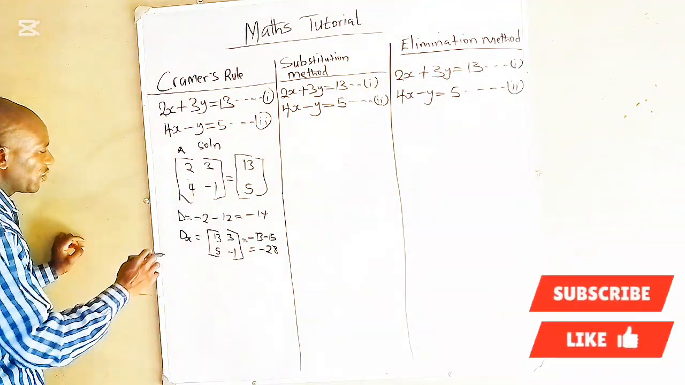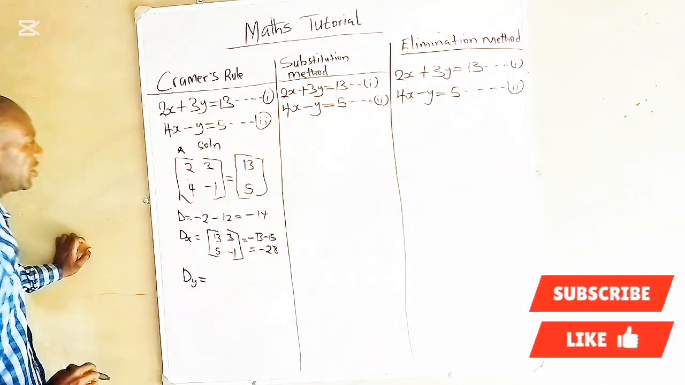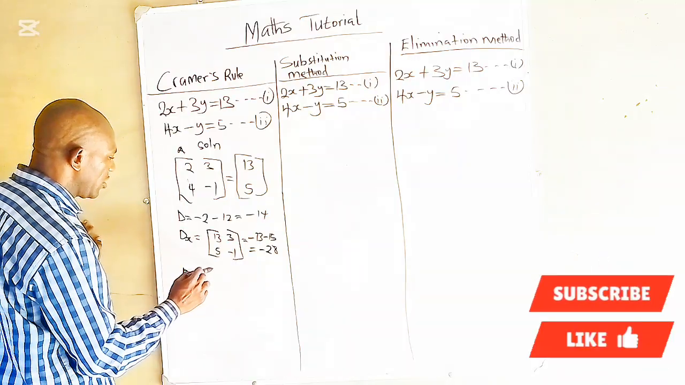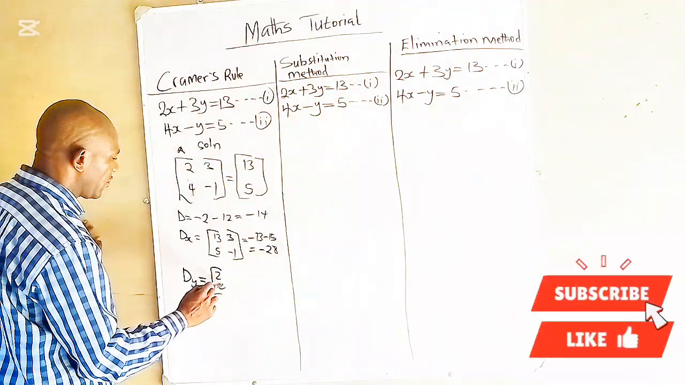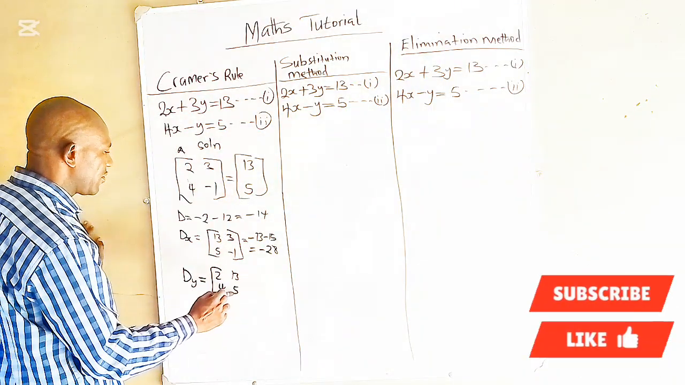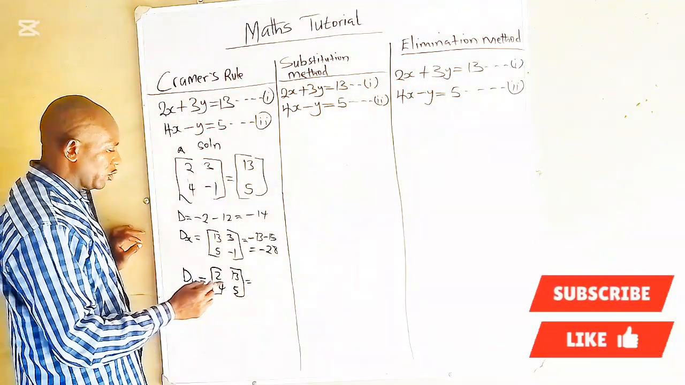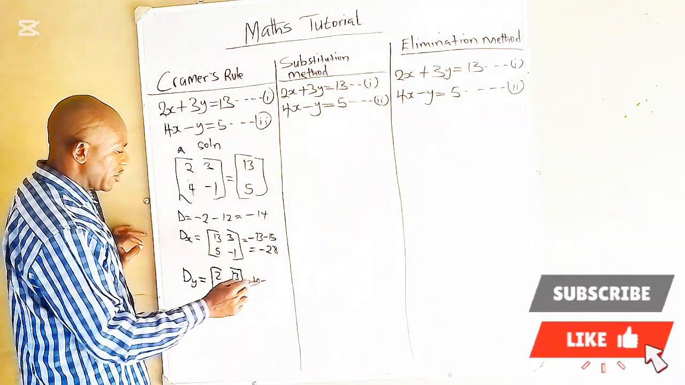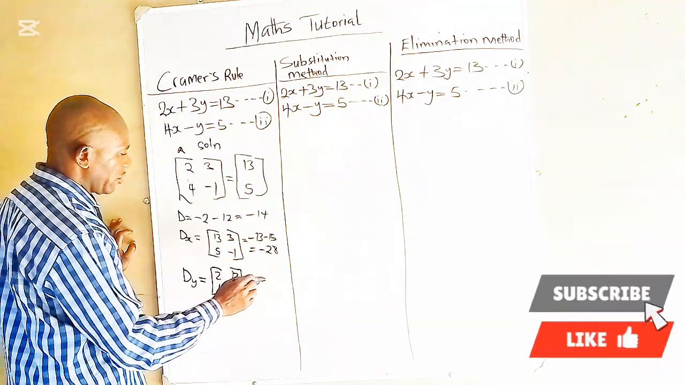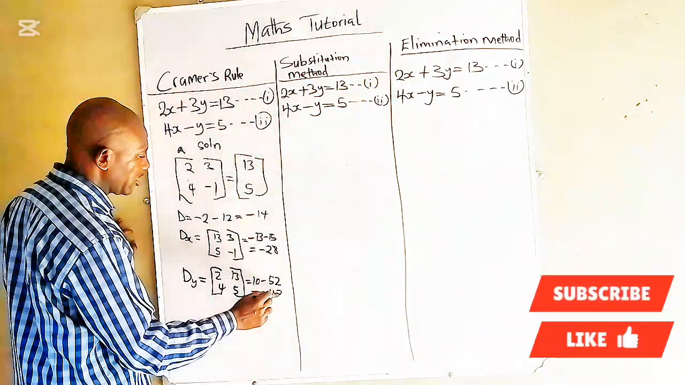Right? The next thing is to find the determinant of y. Let's also replace it with the constants, which are 13 and 5. We'll write the coefficient of x first, which is 2 and 4. Replace the coefficient of y with the constants, 13 and 5. Okay? After replacing, you find the determinant, which is equal to 2 times 5 is 10, minus 4 multiplied by 13, you have 52. Then 10 minus 52, you have minus 42.